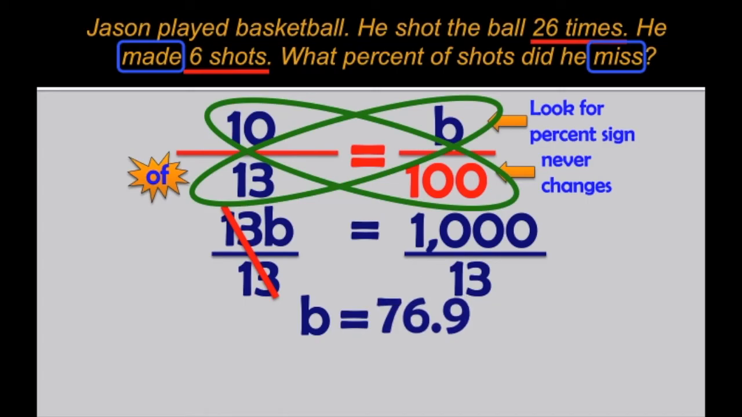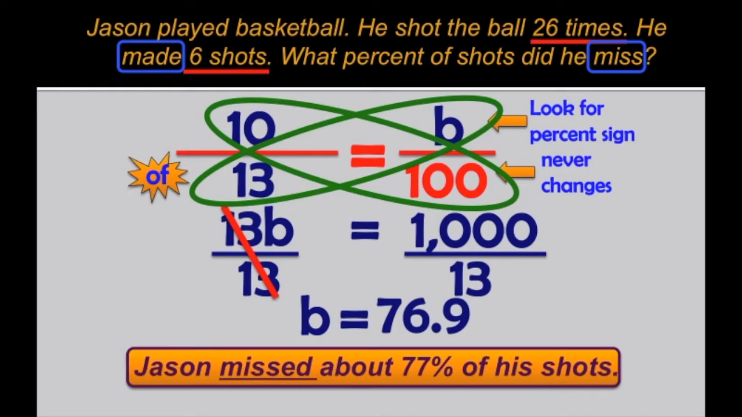Well, that basically means that Jason missed about 77% of his shots. And think about it. It just makes sense. 77% is a high number of shots. Well, he missed a lot. He missed, remember, we said 20 out of 26. So our answer seems reasonable. And that's really important to make sure that when you have a word problem and you're applying percents to it, that it makes sense. So again, Jason missed about 77% of his shots.